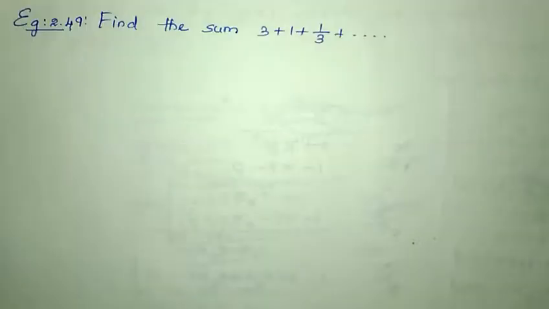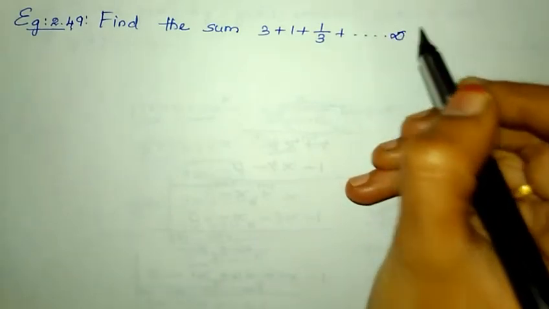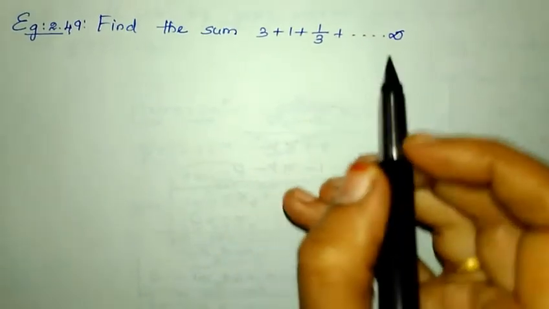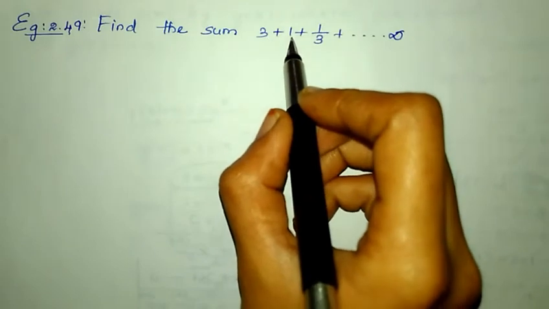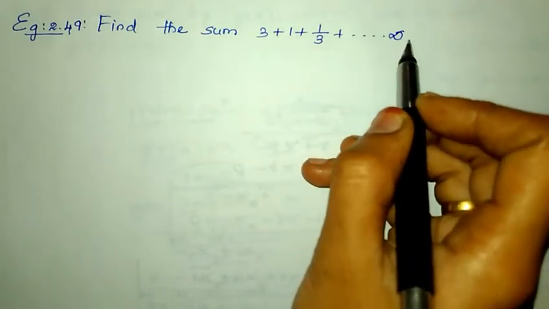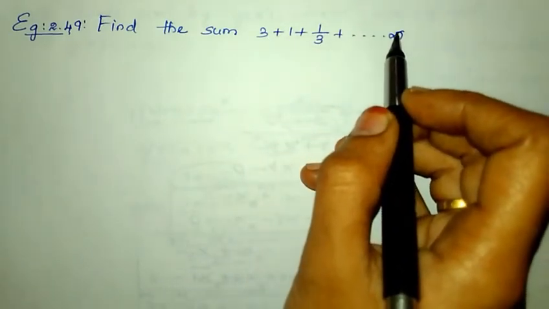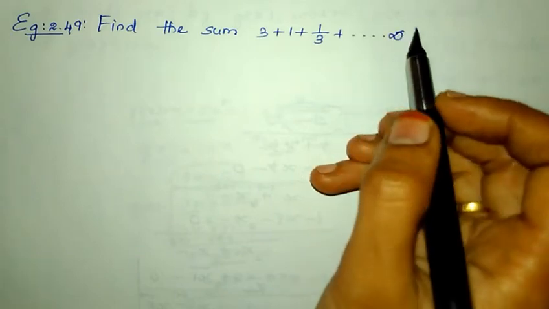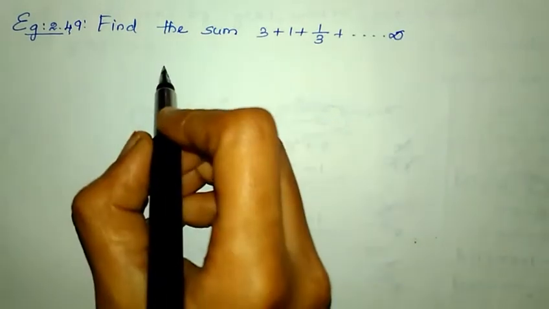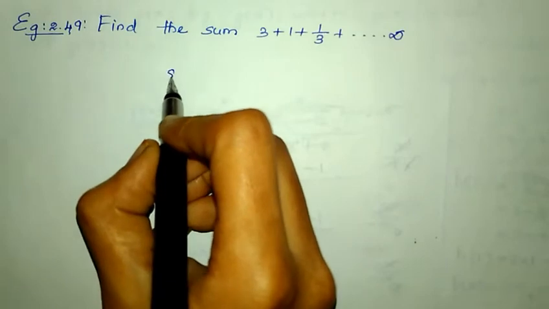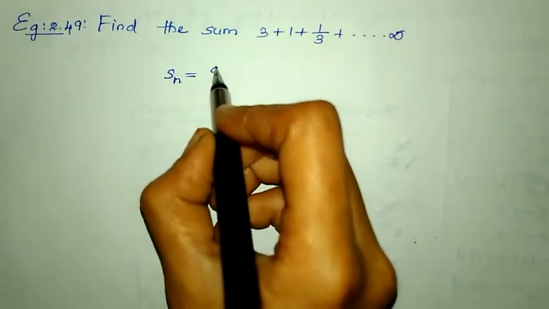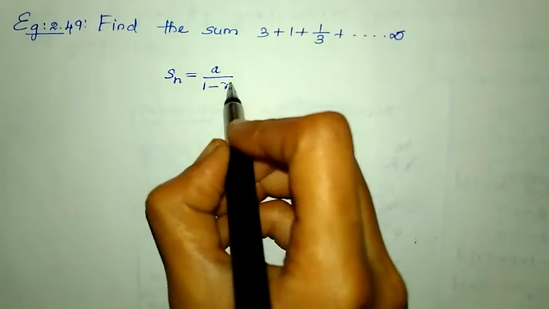Example 2.49. Find the sum 3 plus 1 plus 1 by 3 plus etc. up to infinity. So here this GP is 3, 1, 1 by 3 up to infinity. So we know the formula to find the sum to infinite terms of a GP. The formula is Sn is equal to A by 1 minus R.